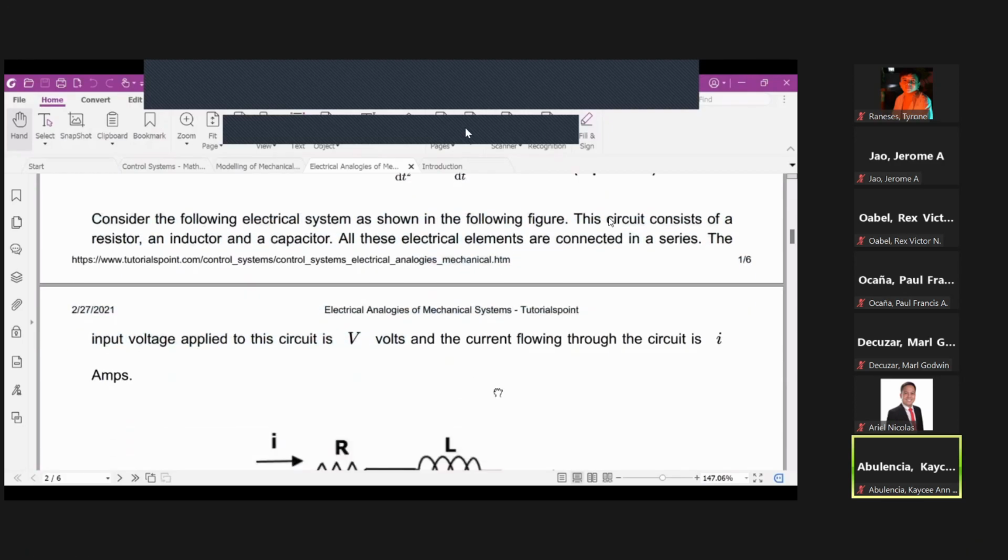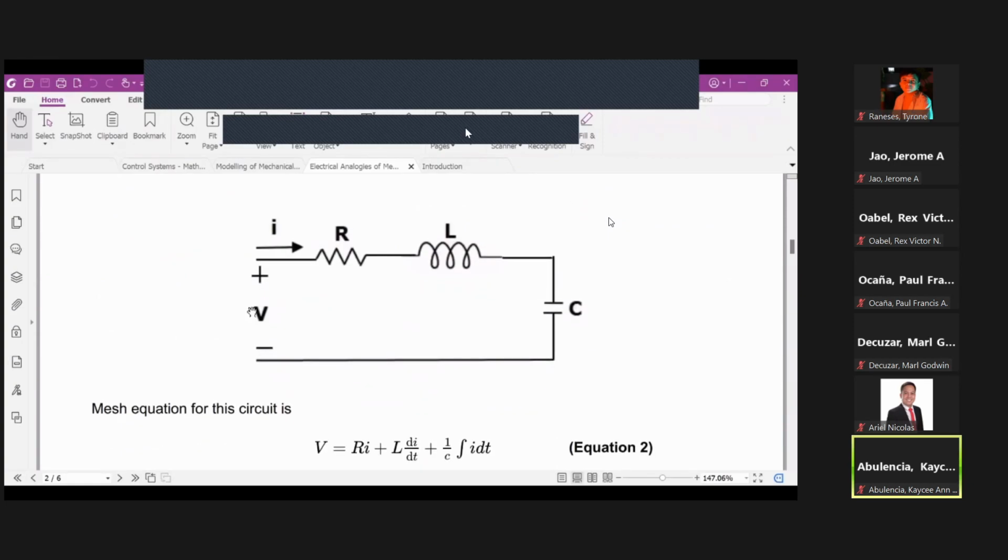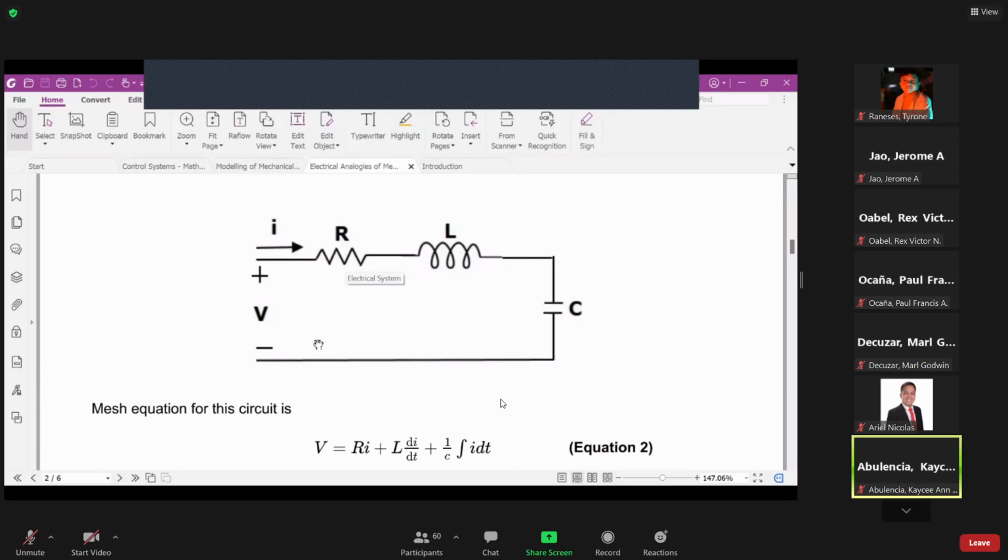When we analyze this electrical system, you have a voltage applied, and you have a current that is flowing through your circuit, designated by I in amperes. You have three electrical elements: resistor, inductor, and capacitor, all connected in series. In this force voltage analysis, you analyze the voltage because there's only one current, and there will be voltage drop across the resistor, across the inductor, and across the capacitor. That's why we are analyzing in terms of your voltage.